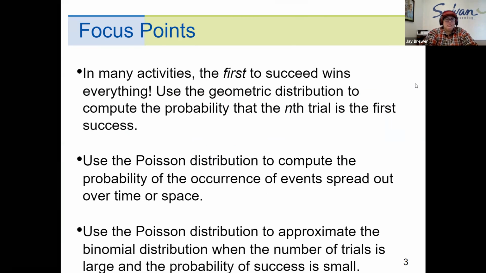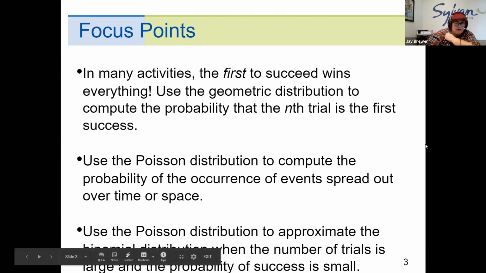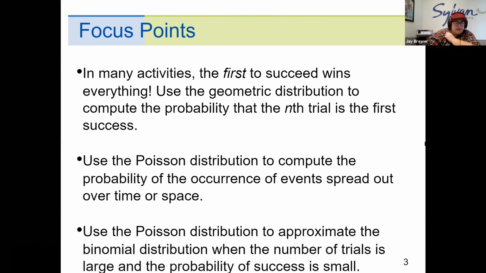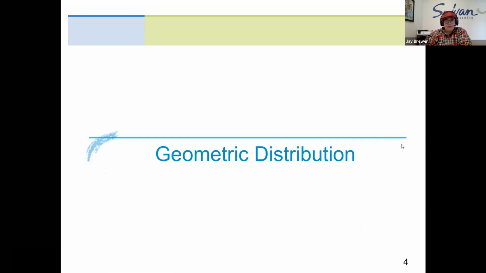In many activities, the first to succeed wins everything. Use the geometric distribution to compute the probability that the nth trial is the first success. Use the Poisson distribution to compute the probability of the occurrences of events spread out over time or space, and use the Poisson distribution to approximate the binomial distribution when the number of trials is large and the probability of success is small. Okay.